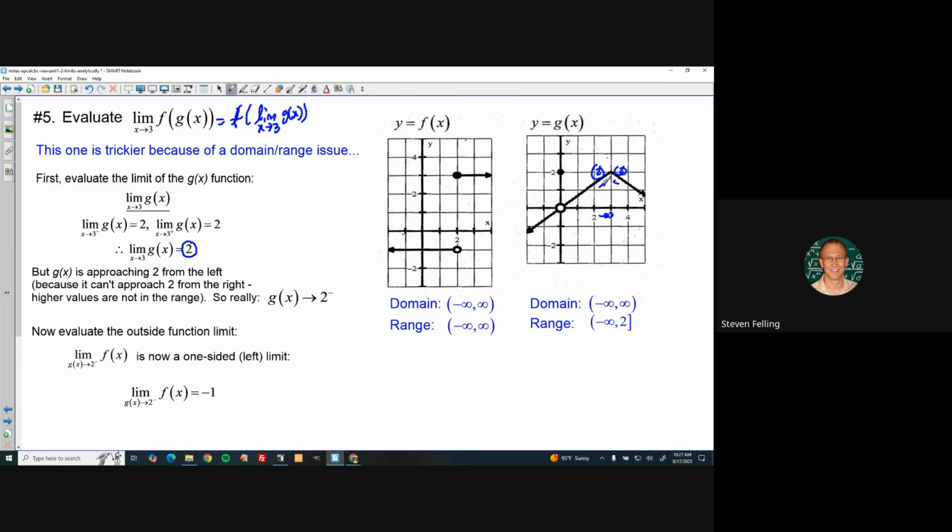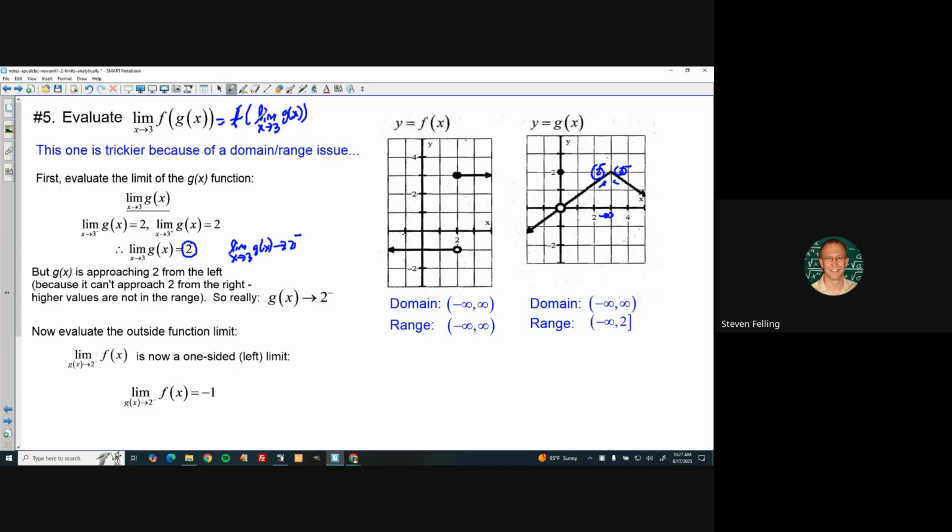However, notice something here. Because of the shape of this 2, we're approaching the 2 from the left, coming up from lower numbers. So although it's true the limit as x approaches 3 of g of x is 2, we should really say that it is approaching 2 from the left, right? We're coming up to 2 from lower numbers. Okay, so that is really approaching 2 from the left.